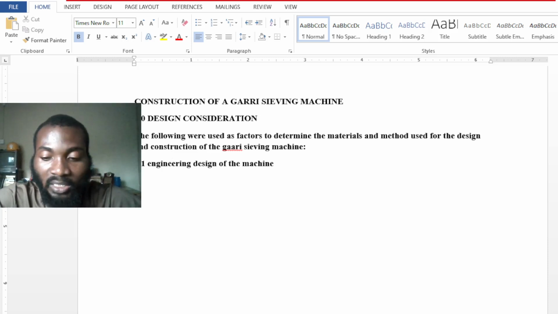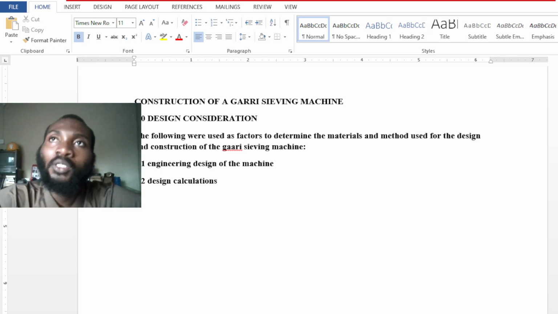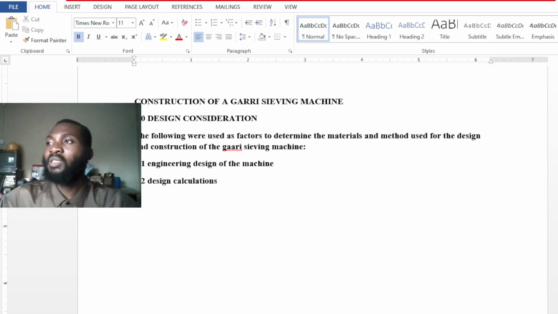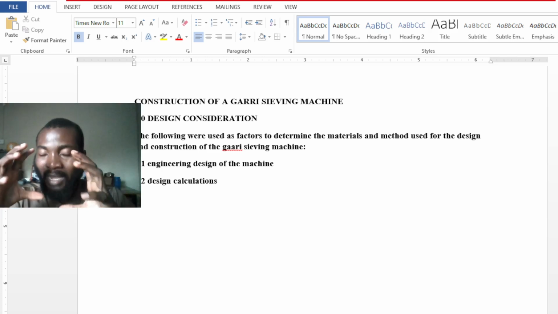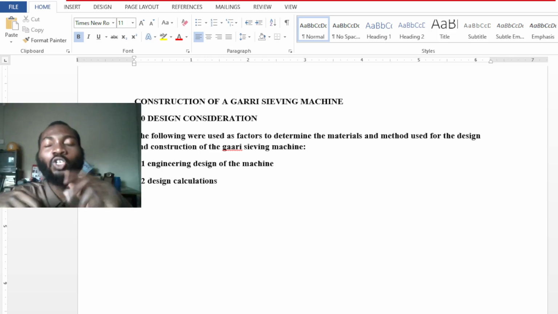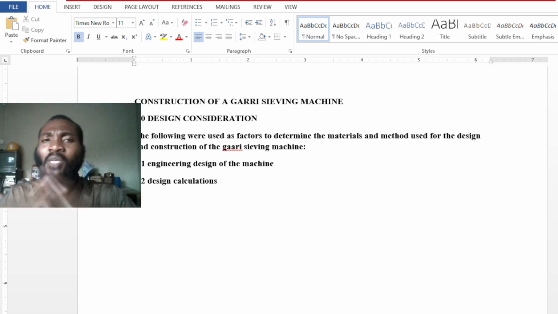After that, you need 3.2, the design calculation. Okay, your machine will have a size of 150 millimeters, 1.5 meters long and 2 meters high. How have you come to this calculation? How have you come to that height? Did you just take a measurement? If you did take a measurement, what were the factors you considered before you took those measurements? Those will be under your design calculation.